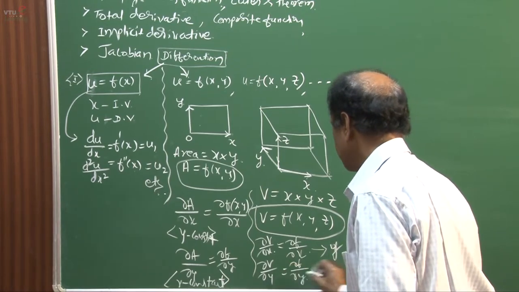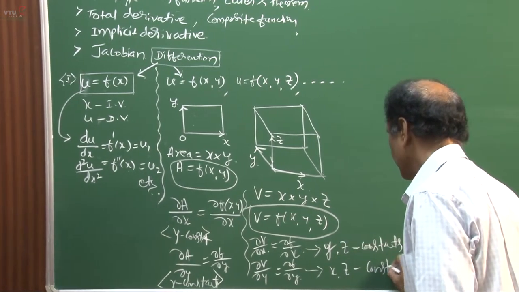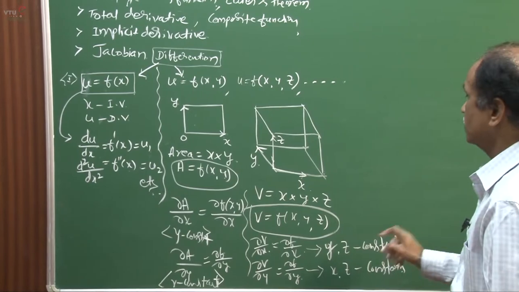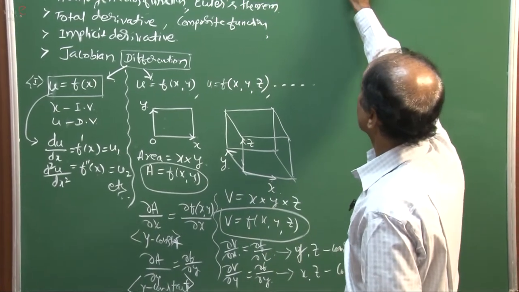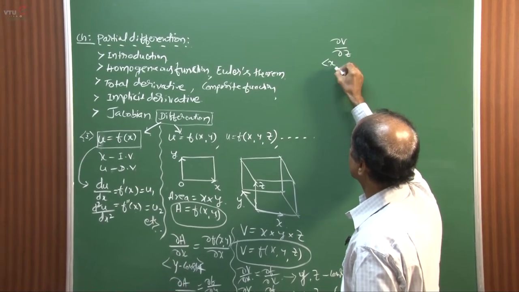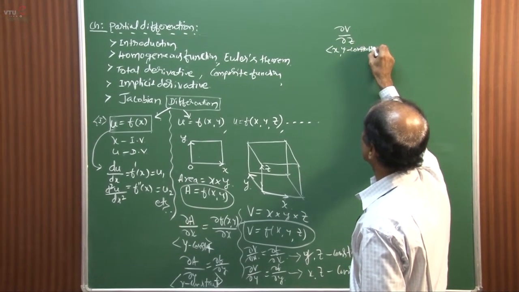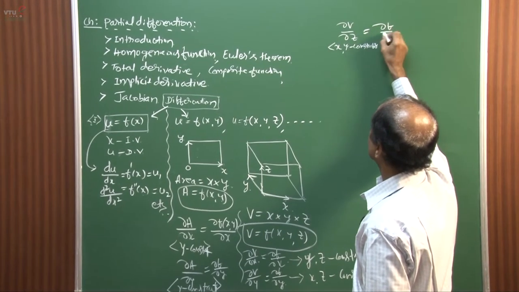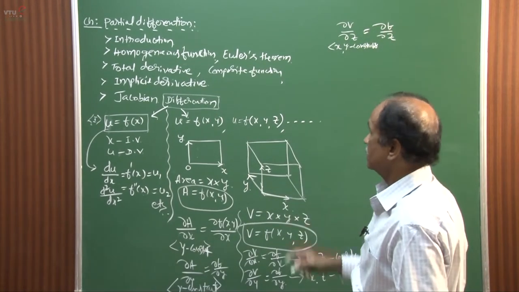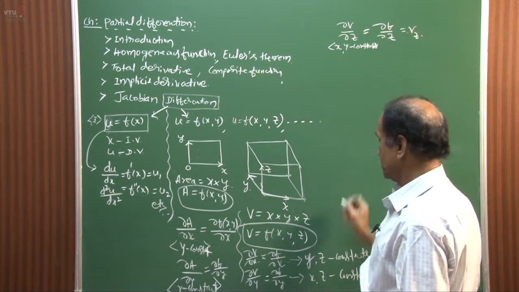Okay. In this case, x and z are constants. And one more. From this, one more: del v divided by del z. In this case, x comma y are to be taken as constants. That is del f divided by del z. Like this.